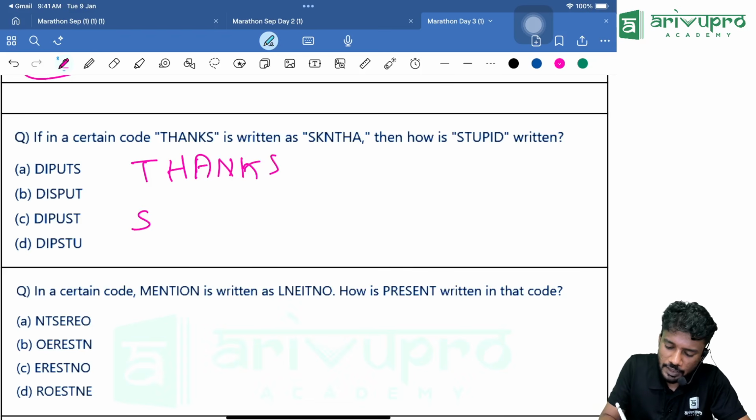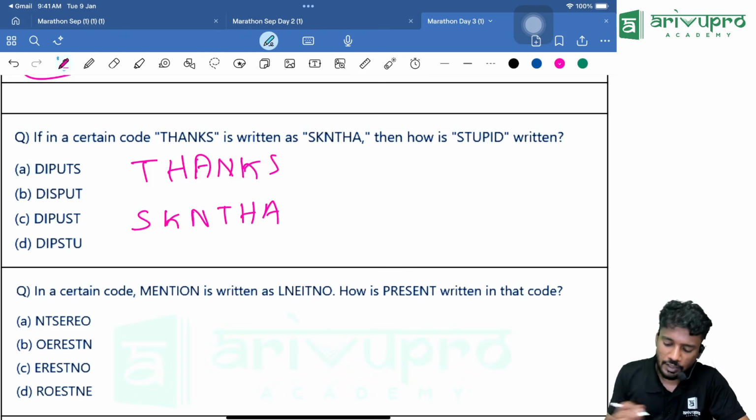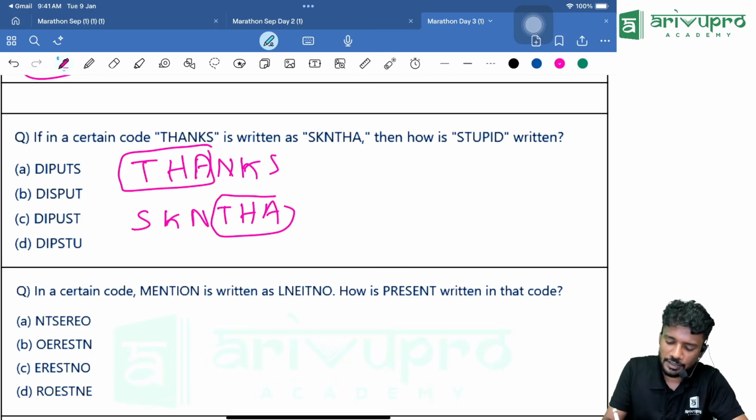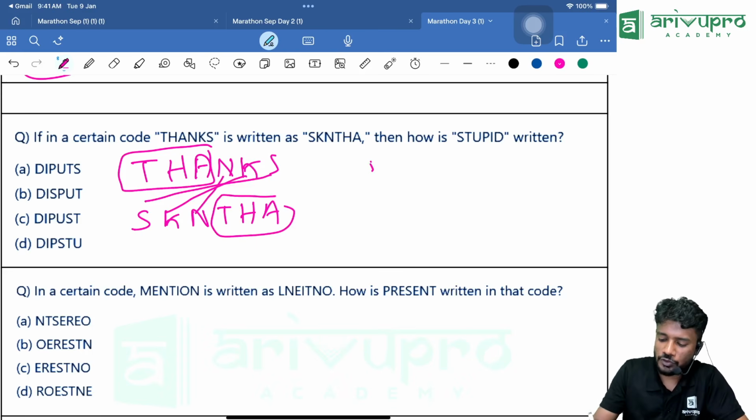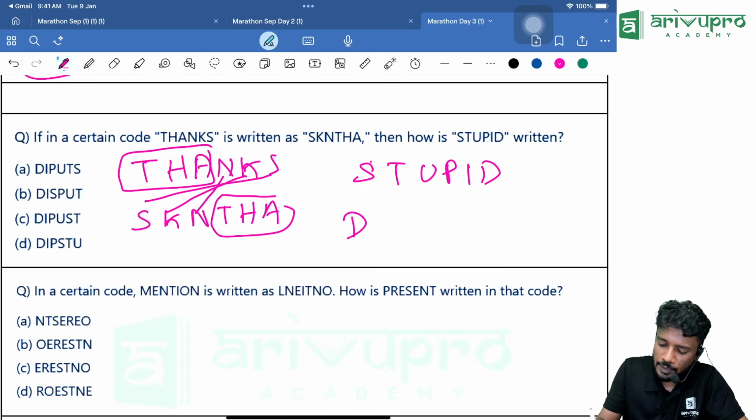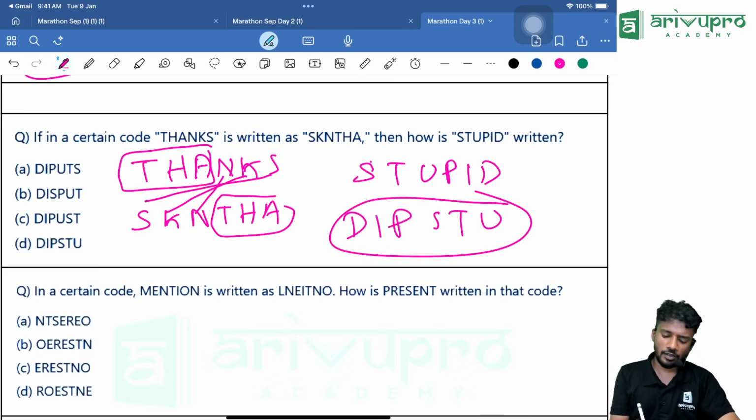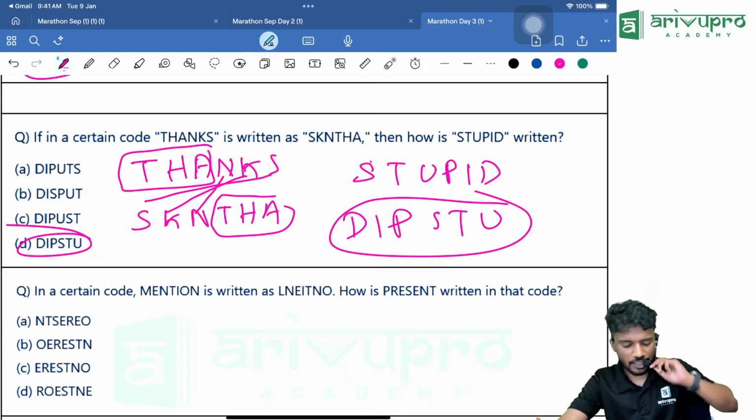STUPID is written as SKNTHA. What is happening? The first three letters are becoming the last three letters, and it is written in the reverse order. So STUPID will become what? DIP STU. Yes. Which is the answer? Option D is your answer.